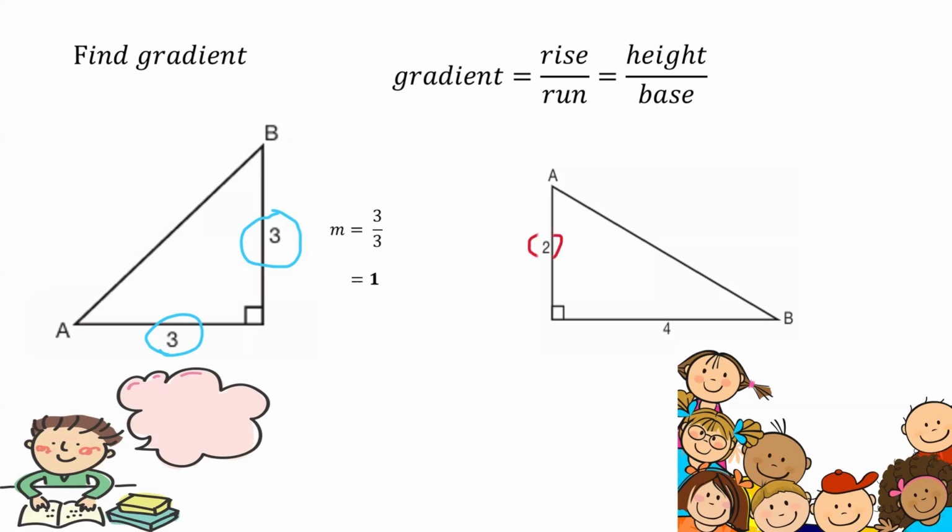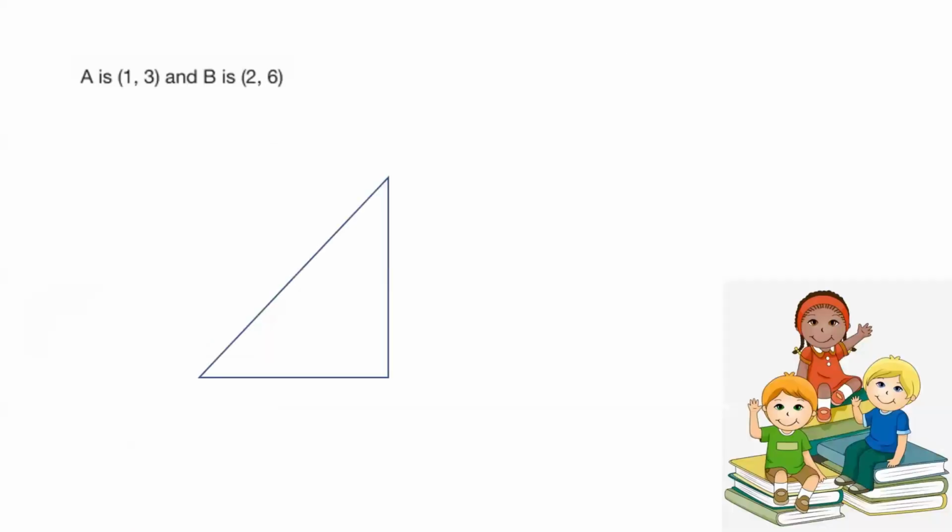Here you can see the height is given as 2 and the base is given as 4, right? So now let's see how we are going to find the gradient. That is equal to 2 over 4, so you have to substitute that. And then when we simplify, we'll get half. So that's the gradient of this figure, which is AB.